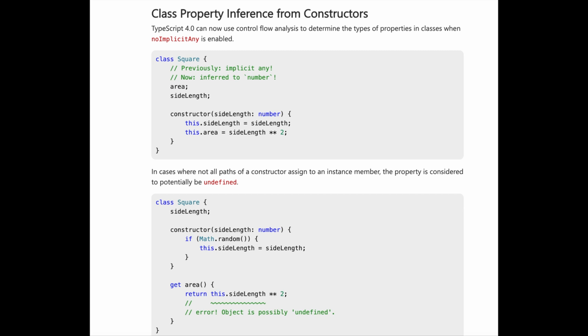Well, the next thing is class property inference from constructors. That's a lot of fancy words, so I'll just simplify it for you. So basically, in a situation like this, where you defined a class Square with area inside length, but you didn't give types, now TypeScript can use the control flow to analyze what the type of these variables are. For example, it sees that in the constructor you passed a number, and then you assigned the number and did some manipulation on it and assigned it to the area as well. But TypeScript is smart enough to know that it's still a number and it will assume that your variables are numbers.